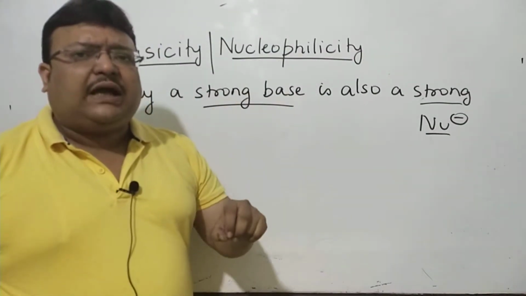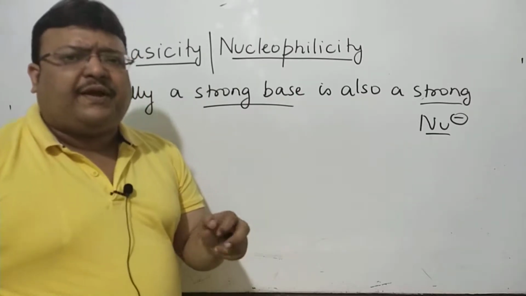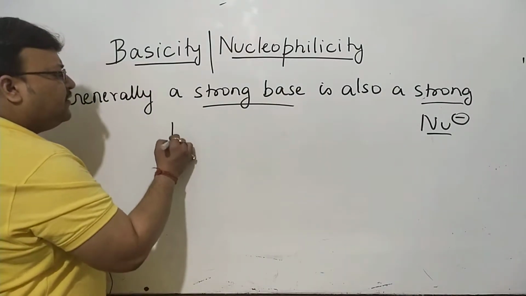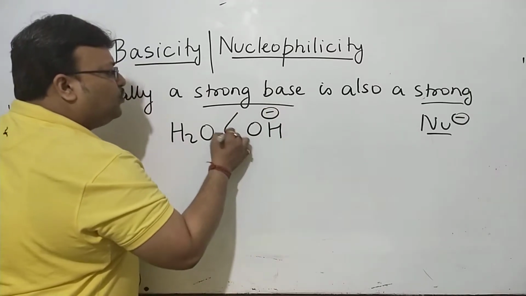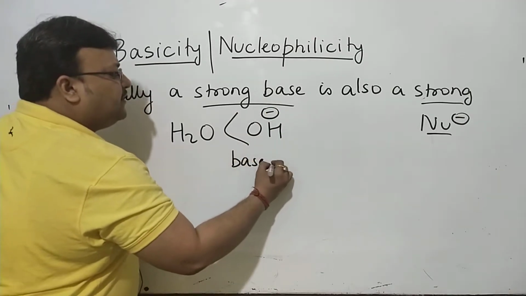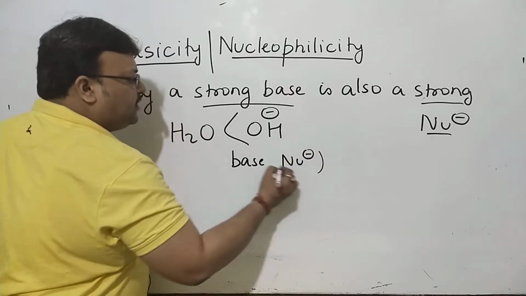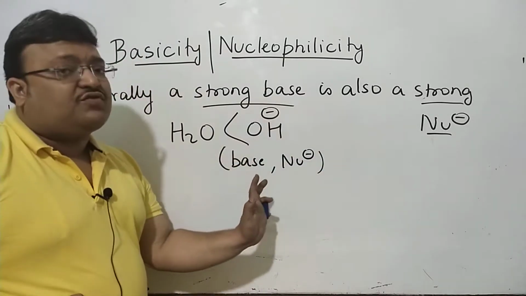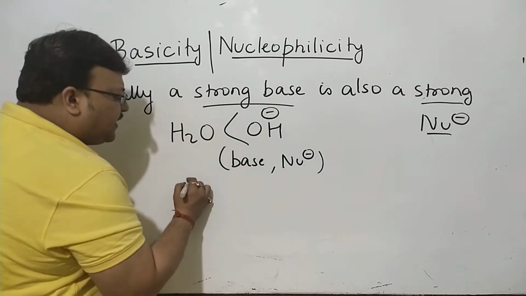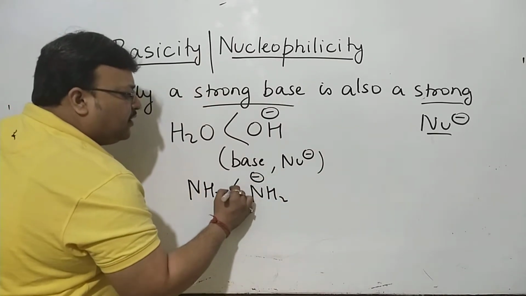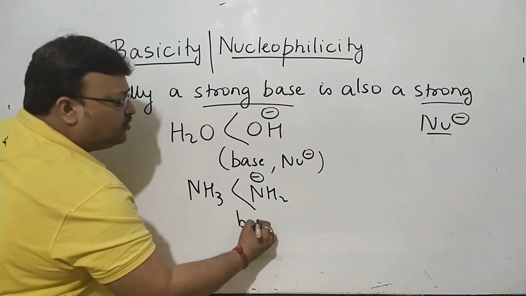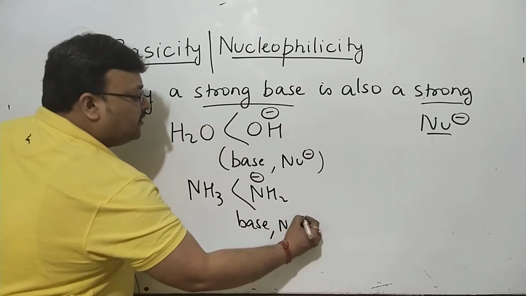You are told that the anion is generally a stronger base. So between H2O and OH minus, if you know that OH minus is a stronger base, then it's a stronger nucleophile as well. So generally a stronger base is also a stronger nucleophile. Similarly, I can talk about ammonia, I can talk about NH2 minus. Normally, a stronger base is also a stronger nucleophile.